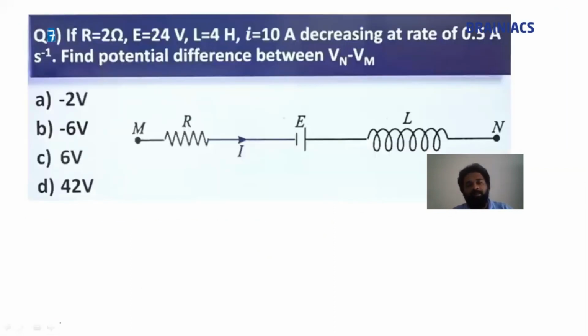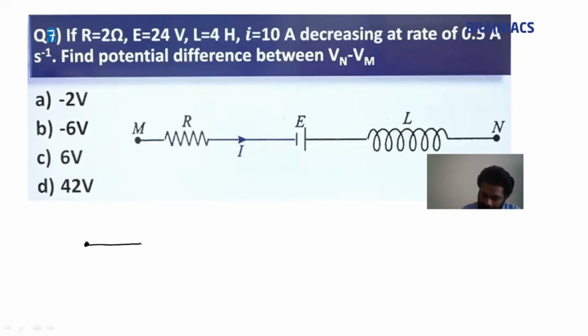Okay, the next problem is: if R is equal to 2 ohm, E is equal to 24 volt, and inductance is 4 Henry, the current is 10 ampere. That 10 ampere is decreasing at the rate of 0.5 ampere per second. Find the potential difference between Vn and Vm.